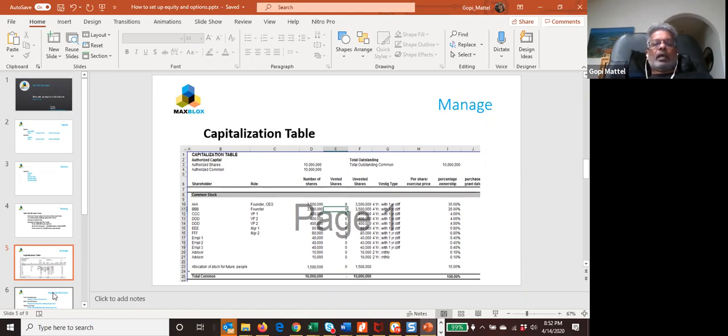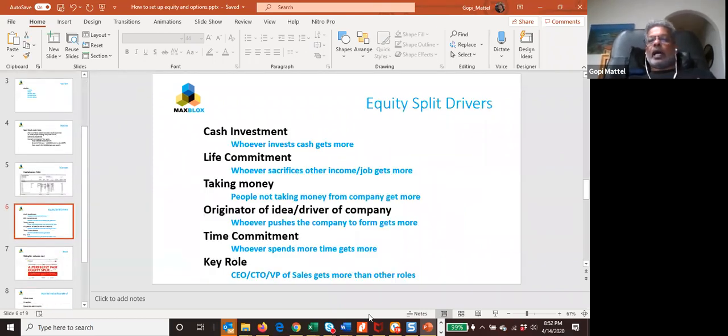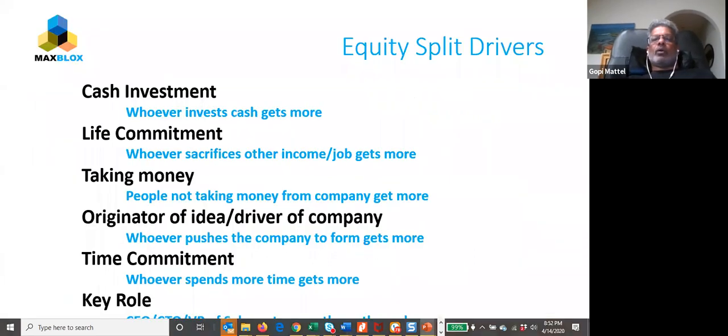Ratio, there's a lot of logic. There's some slides in the presentation. I'll see if I can get to it. Okay, I will get to it really quickly. How to do equity splits, some rough logic, okay? So when you are considering giving shares or splitting shares, these are the kind of criteria to look at, okay?